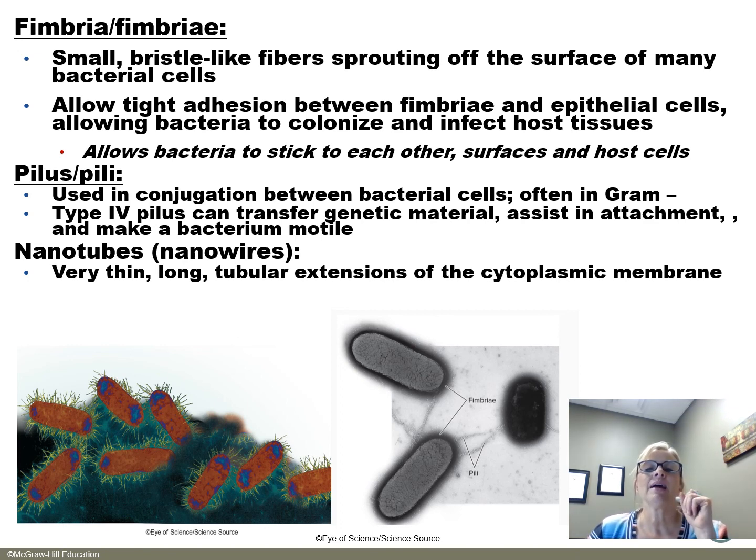There are also some types of pili, like type 4, that can transfer genetic material and help with attachment to things as well, and they can also perform the function of motility, or movement, okay? We've recently discovered nanotubules, or nanowires, and these are thin, long tubular extensions of the cytoplasmic membrane. These are used to transfer things like amino acids, or to obtain energy by shuttling electrons to or from an iron-rich substance, okay? So it's very helpful for them.